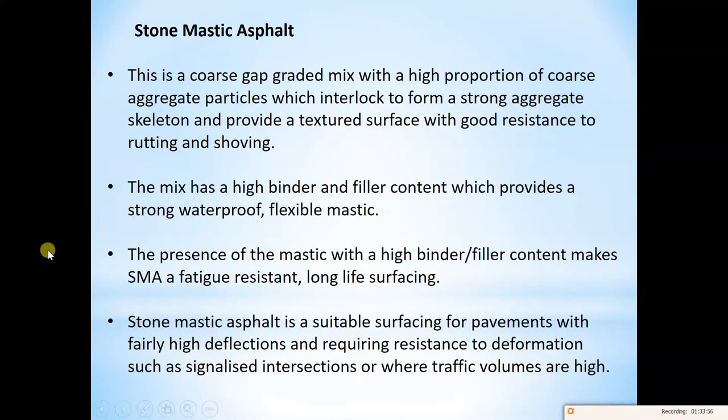So you need to have a really tough surface, and this stone mastic asphalt is very good at this, fatigue resistant. If you look at the road, you see most of the damage is actually at the intersection.